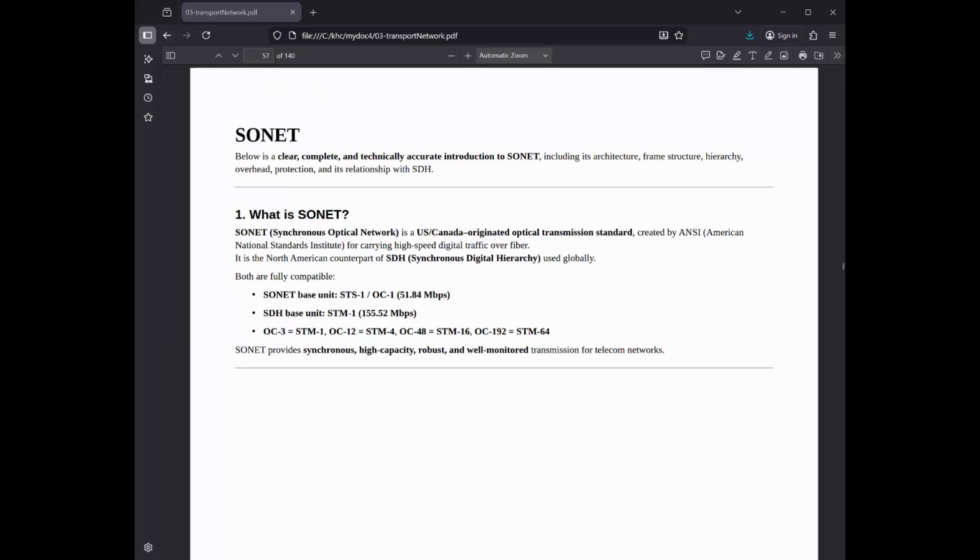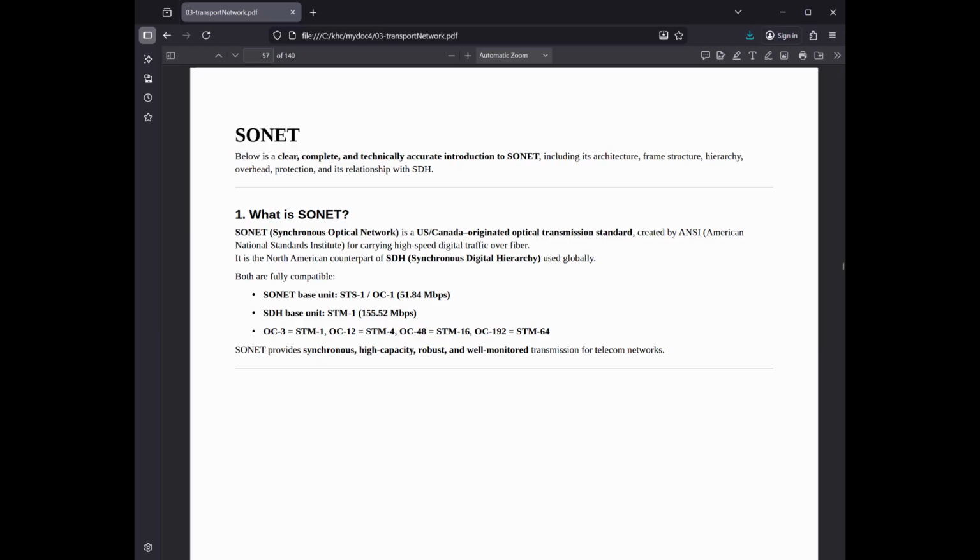SONET. While SDH is the international standard, SONET, Synchronous Optical Network, is the North American counterpart defined by ANSI. It follows the same synchronous principles but uses different building blocks and terminology. SONET Architecture. A SONET network is composed of 3 functional layers of equipment. Each layer has its own management responsibility.